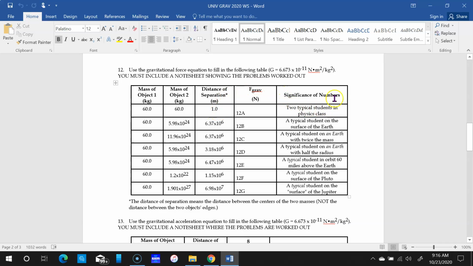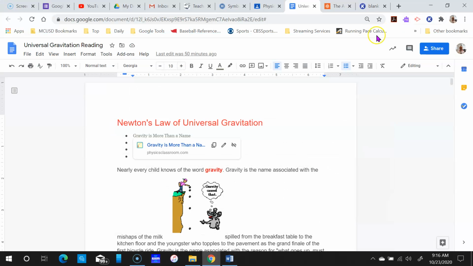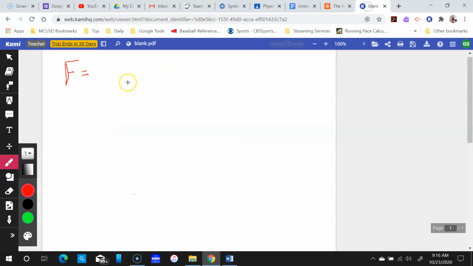And this column here is showing you the significance of these mass numbers. So this would be like 2 typical students in a physics class. So 2 students, which I think if I'm doing it right, would each weigh approximately 130 pounds, and they were separated by about 3 feet 3 inches. All right, so we'll use that data and we'll go ahead and solve that problem. This would be problem 12A.